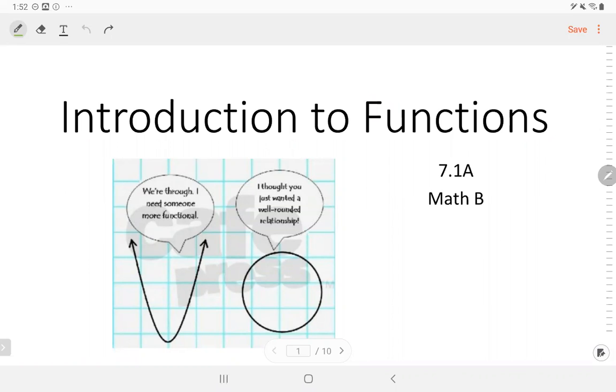And here's a little math joke for you. We're through. I need someone more functional. And the circle says, I thought you just wanted a well-rounded relationship. By the end of this lesson, you will understand this joke. So let's get started.